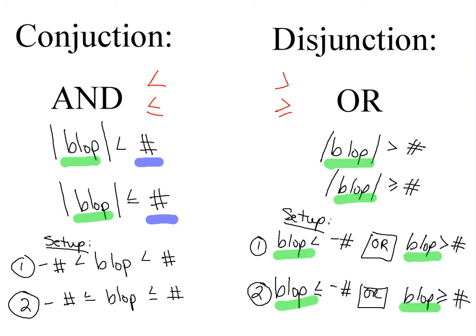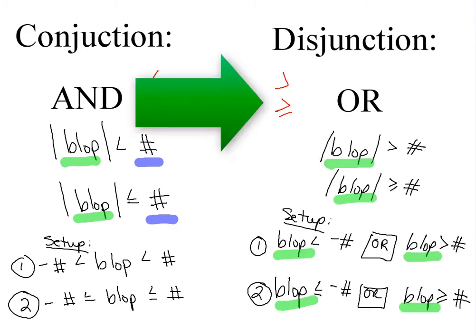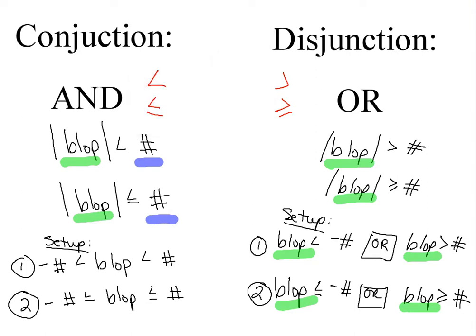Now similarly, when we have a disjunction, we'll be looking for the greater than symbol or the greater than or equal to symbol, and our setup is just going to be pretty straightforward as well. We'll have the absolute value of the blop isolated on the left hand side is greater than a positive value, a positive integer. Or we could see the same thing but with a greater than or equal to symbol. So one of those two things is what you'll see in the initial problem.